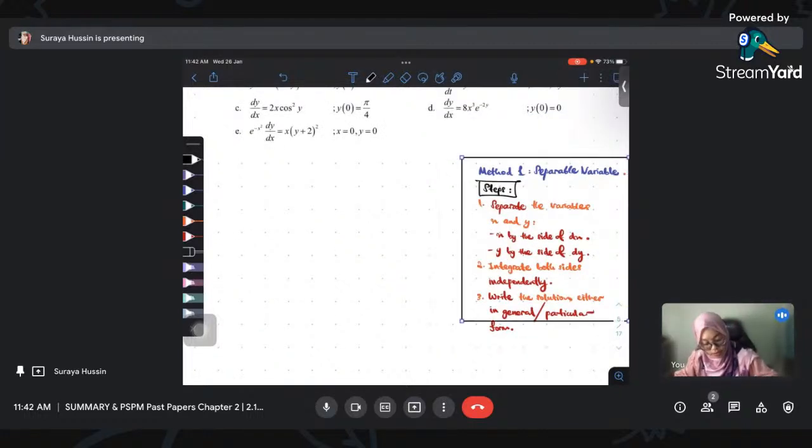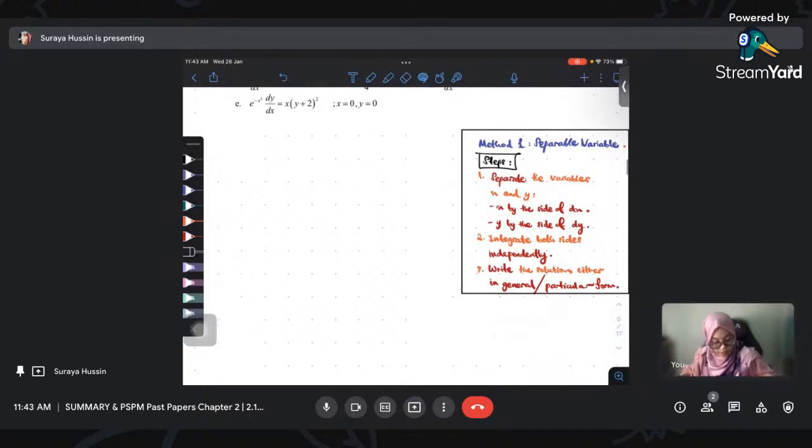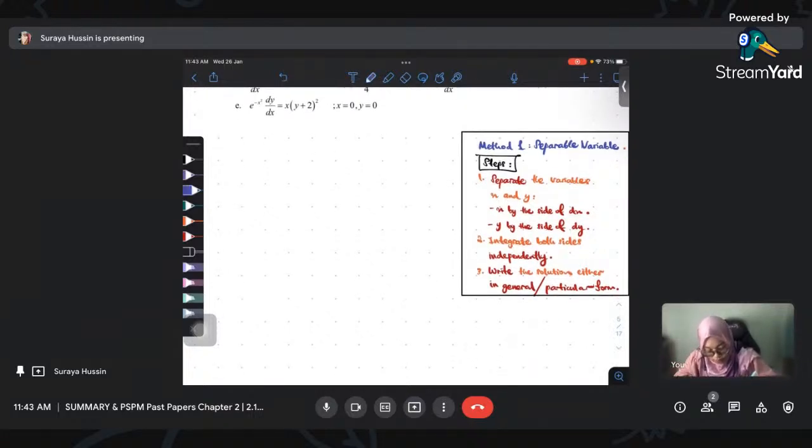So kamu semua nak saya buat E. Okay, so the majority is E. Okay, the majority is E, so let's go for E. Okay, untuk soalan E, bagi saya tulis soalan dulu boleh? Okay, ni soalan E.